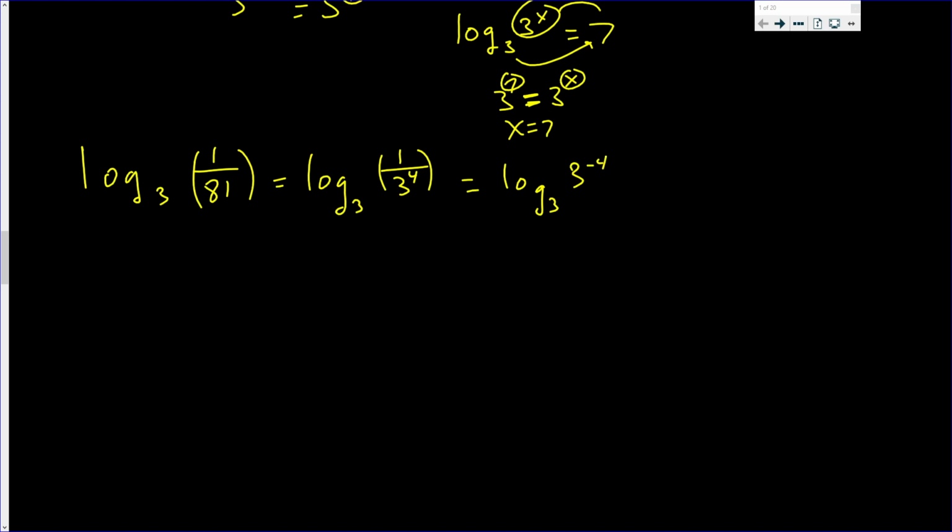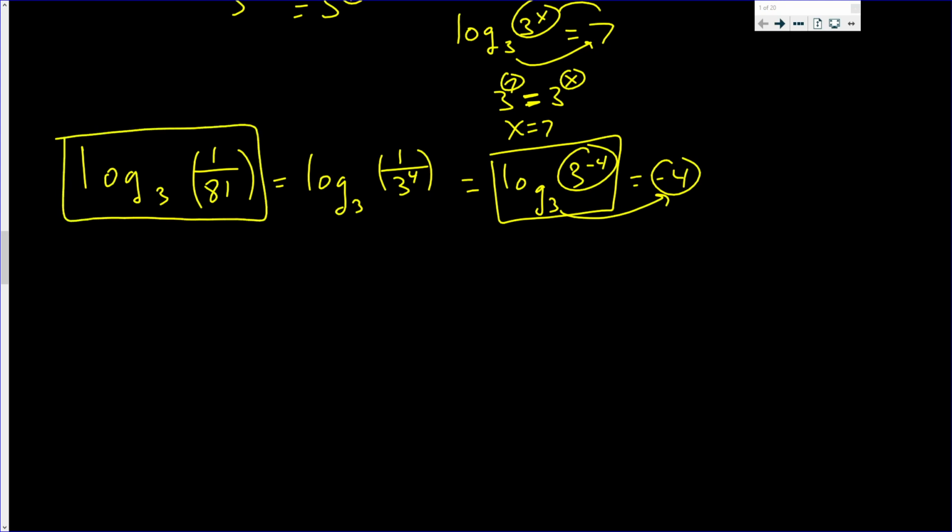Ooh, I know this one. It's negative 4. Because 3 to the negative 4 equals 3 to the negative 4. That is, log base 3 of 3 to the negative 4 equals negative 4. Or, I should say, log base 3 of 1 over 81 is negative 4. And we can check it. 3 to the negative 4 should equal that number.